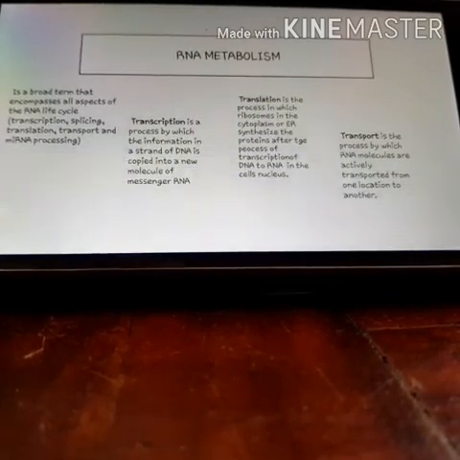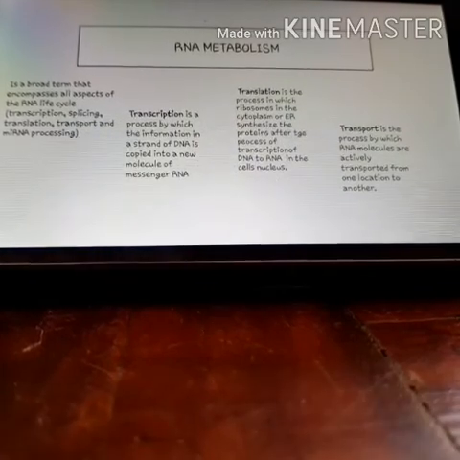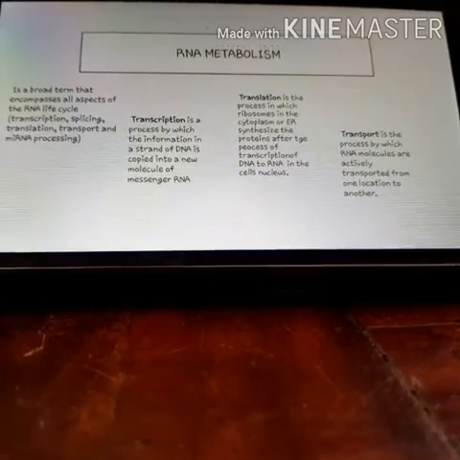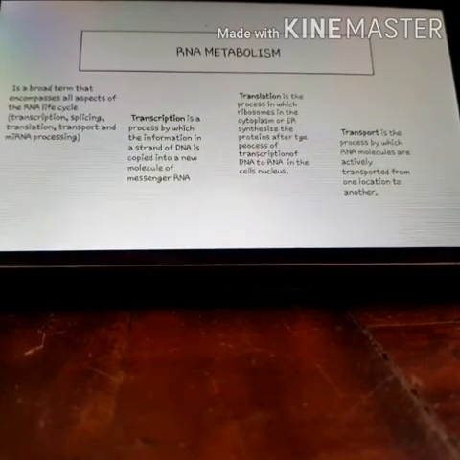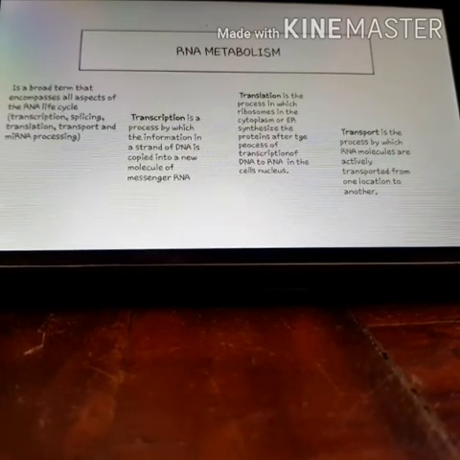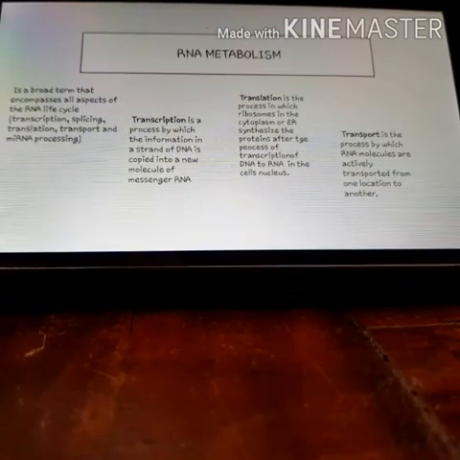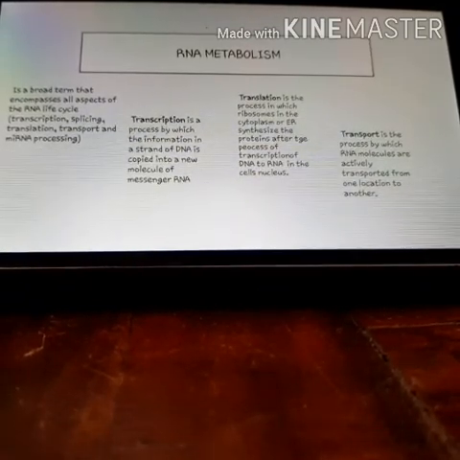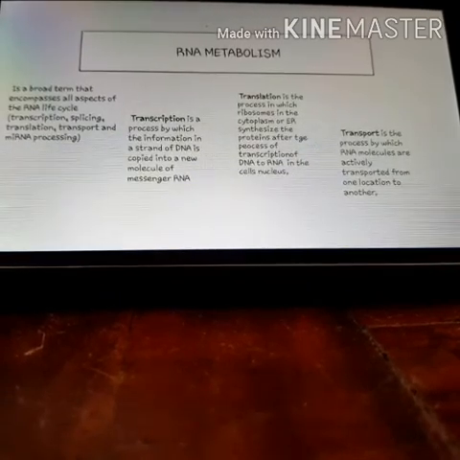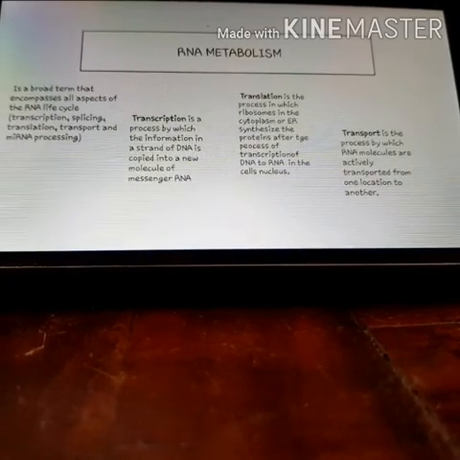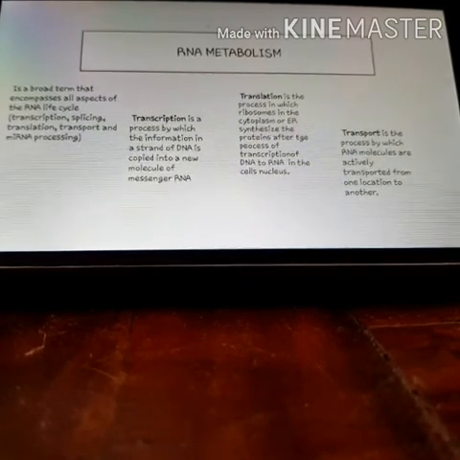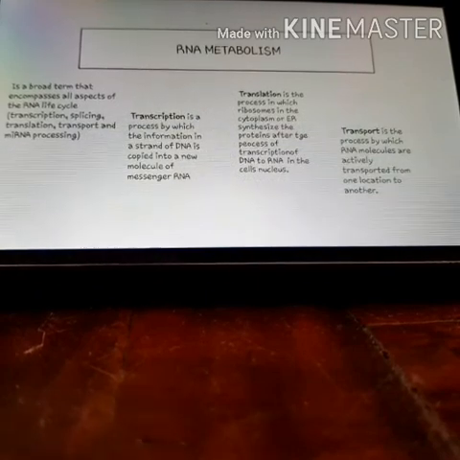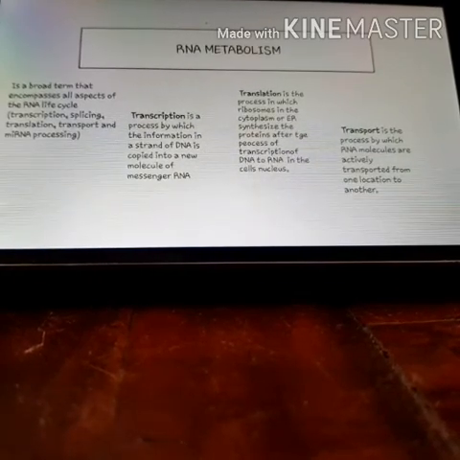So, anong purpose nun? Ang purpose nun ay for a protein coding gene, the RNA copy or transcript carries the information needed to build a polypeptide. So, the number 2 cycle is what you call translation. It is the process in which ribosomes in the cytoplasm or endoplasmic reticulum synthesize proteins after the process of transcription of DNA to RNA in the cell's nucleus.